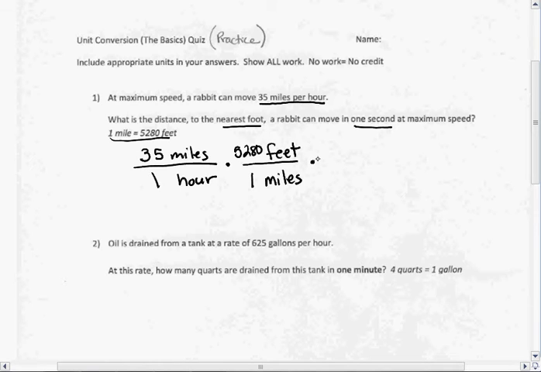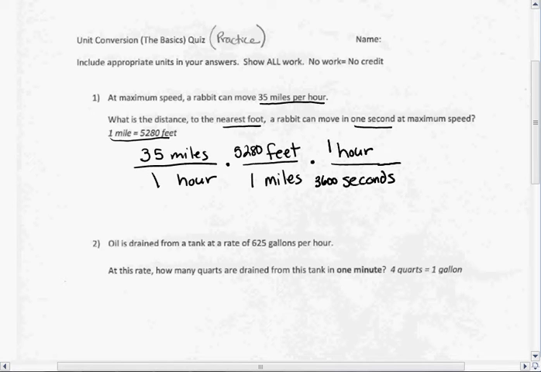Now I'm going to take care of the hours. Hours start off in the bottom here under my ratio in the beginning. So I'm going to put hours up in the top so I can cancel them out. I'm going to replace hours with seconds. So I'll write seconds in the bottom. And then I need conversion factors. I need numbers. So every 1 hour is the same as 3,600 seconds. Remember that 1 hour has 60 minutes, and then there are 60 seconds in every minute. So 60 times 60 is 3,600.